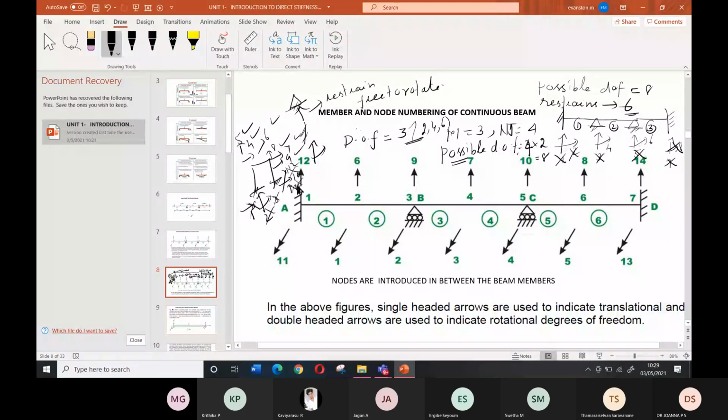Okay. Any doubt in that one? Degrees of freedom is a very important thing in the first and second unit. I will ask many questions from degrees of freedom and restraints, because in the computer program also it is very important. If anything is there, you can clarify now itself.